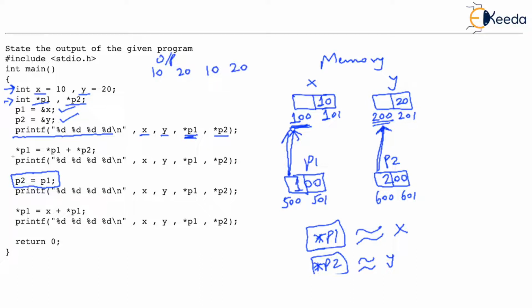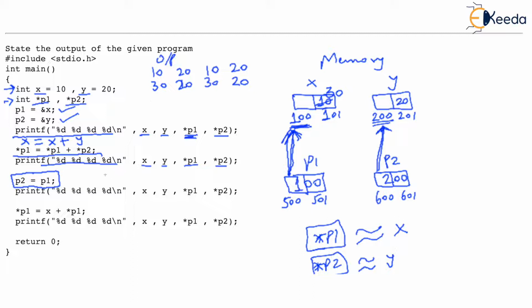Now have a look at the next line which I am underlining. How do you read this line? You know that p1 points to x and p2 points to y. So actually this line means x should become x plus y. Correct? So x will literally become 30, 10 plus 20. So x becomes 30 means asterisk p1 becomes 30. Now the next line is printing 4 numbers which are x, y, x, y. So the output is going to be 30, 20, 30, 20.